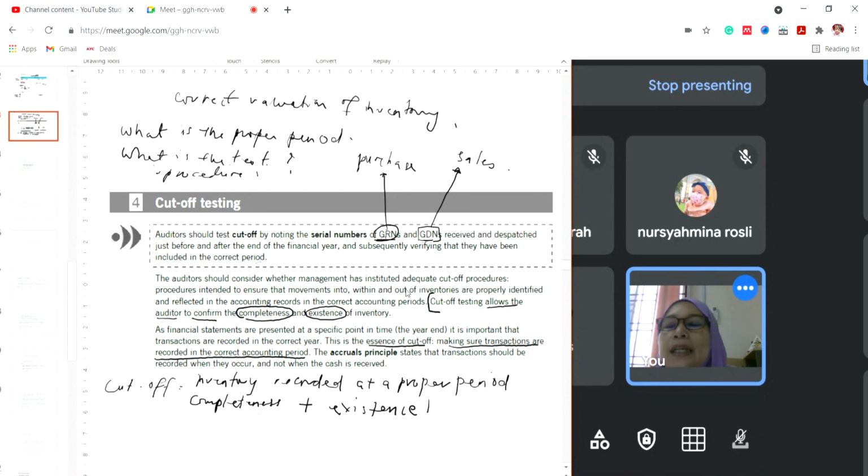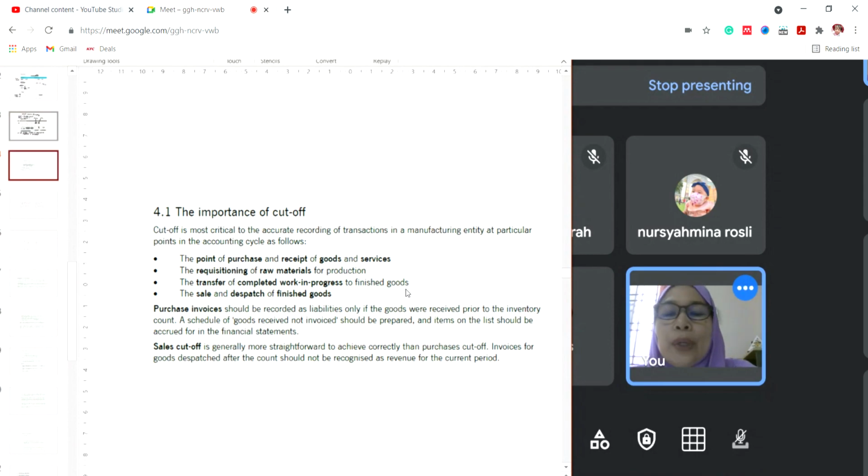When we are talking about cut off, the important points to look into are the point of purchase and receipt of goods and services, the requisitioning of raw material, because when we talk about raw material we normally use the word requisition, requisition of raw materials for production, transfer of completed WIP to finished goods, and the sales and dispatch of finished goods. And you have to utilize the word purchase invoice.